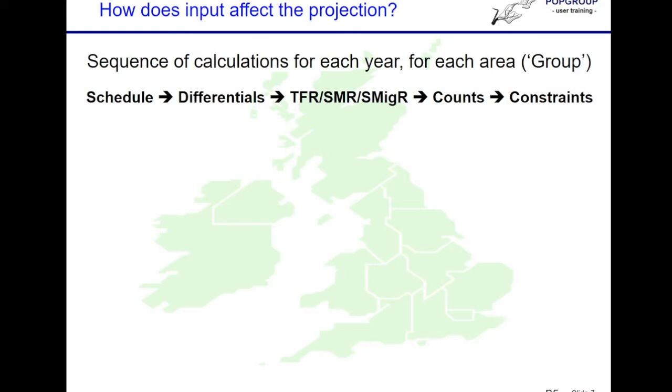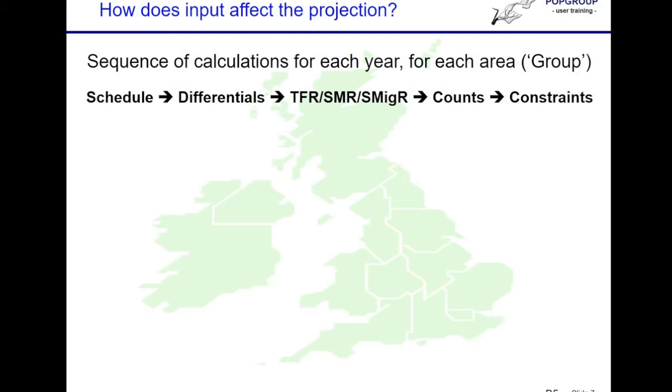After POPGROUP has ensured that our estimates of fertility, mortality, and migration replicate any information we apply around total fertility rates, standardized mortality rates, or standardized migration rates, it will then look for counts, so counts of births, deaths, and migration. And it will ensure that the estimates that POPGROUP produces replicate any counts of births, deaths, and migration that we provide for particular years.